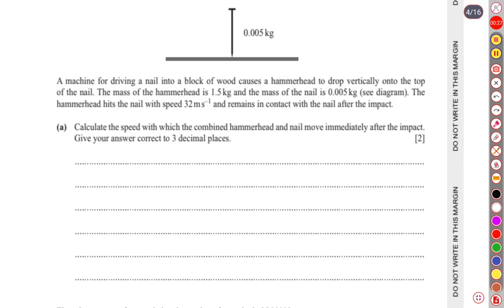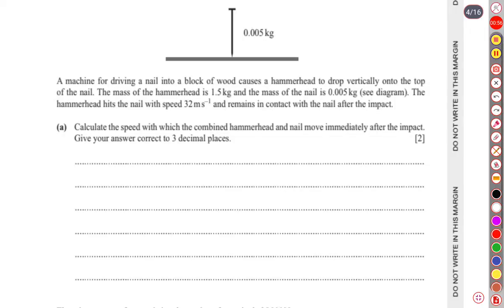It says a machine for driving a nail into a block of wood causes a hammerhead to drop vertically onto the top of the nail. The mass of the hammerhead is 1.5 kg and the mass of the nail is 0.005 kg. The hammerhead hits the nail with speed 32 meters per second and remains in contact with the nail after the impact. Calculate the speed with which the combined hammerhead and nail move immediately after the impact. Give your answer correct to 3 decimal places.